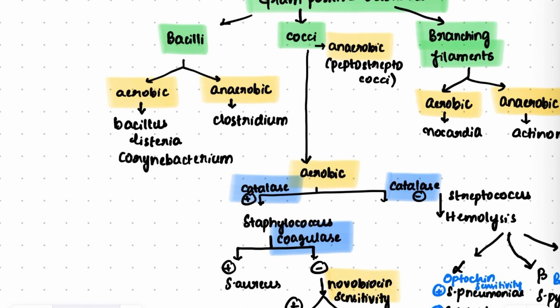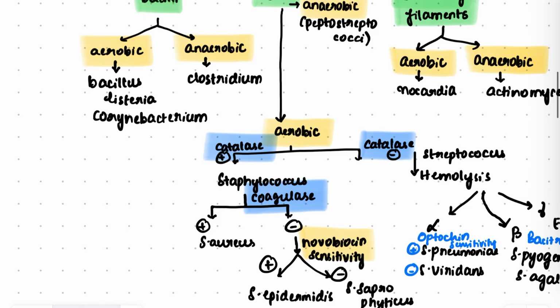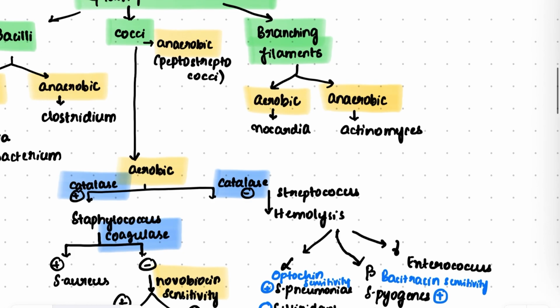Whereas the staphylococcus is again divided based on the coagulase test. Coagulase positive one is the staphylococcus aureus, whereas coagulase negative ones are the epidermidis and saprophyticus. We will divide these based on the novobiocin sensitivity. Novobiocin sensitive one is the epidermidis and resistant one is the saprophyticus.